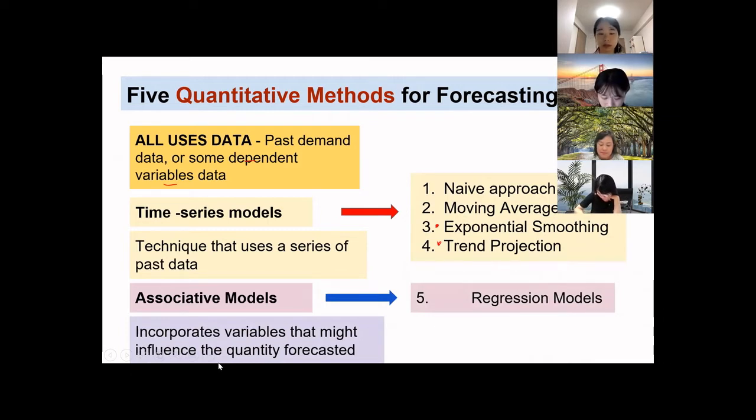Linear regression, multiple regression, all the regression models. If you have seen y equals alpha plus beta1 x1 plus beta2 x2 plus, that is the regression model. I'll just briefly show it to you if we have time.